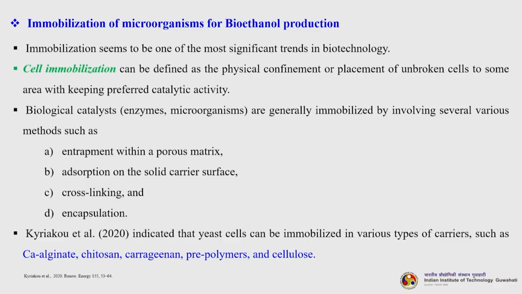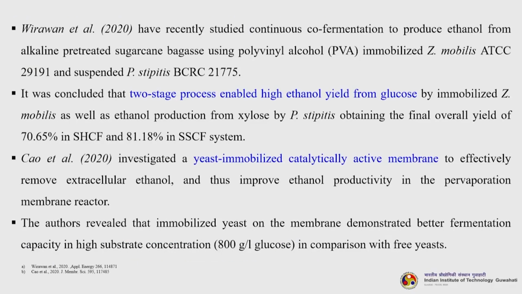Cell immobilization can be defined as the physical confinement or placement of unbroken cells in some area while keeping the preferred catalytic activity. Biological catalysts, for example enzymes and microorganisms, are generally immobilized by several methods such as entrapment within a porous matrix, adsorption on a solid carrier surface, cross linking and encapsulation. Kyriakou et al. indicated that yeast cells can be immobilized in various types of carriers such as calcium alginate, chitosan, carrageenan, prepolymers and cellulose.